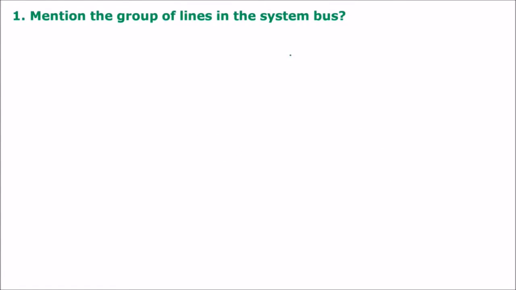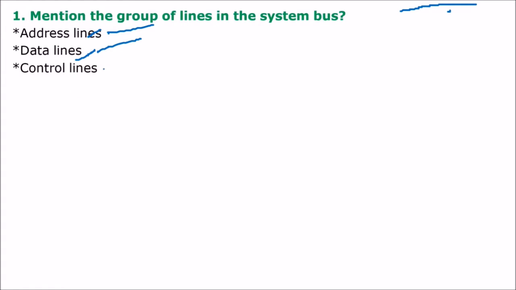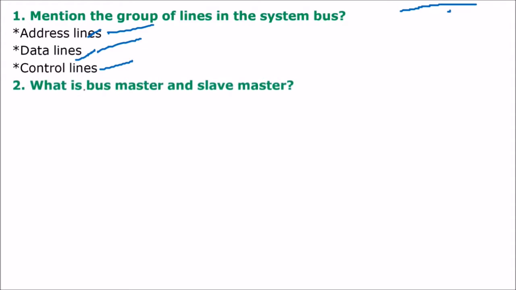Now the first one is: mention the group of lines in the system bus. You know the system bus. This is just like a wire where the data may flow. The system bus has address lines and data lines. These are the wires. This one is for addressing, this is for transferring the data. For control signals, we have control lines.